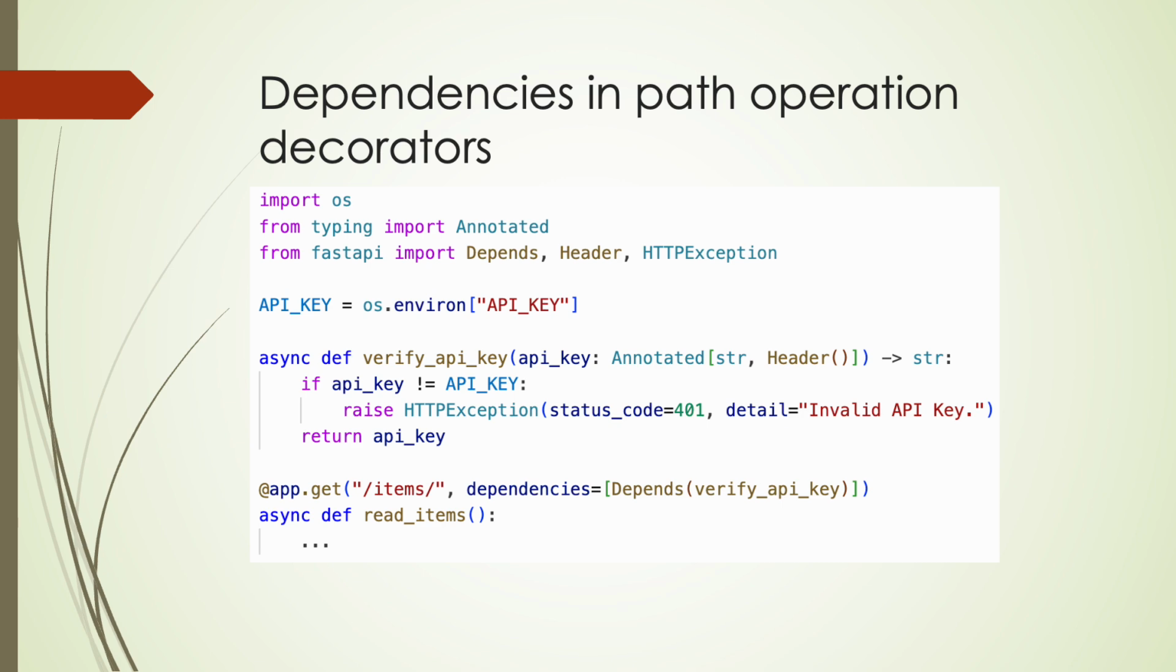In some situations, you may not need the return value of a dependency within your path operation function, or the dependency might not return a value at all. Yet you still require it to be executed. In such cases, instead of specifying a path operation function parameter with Depends, you can include a list of dependencies in the path operation decorator using the dependencies argument. These dependencies will be executed or solved the same way as normal dependencies, but their value, if they return any, won't be passed to your path operation function.